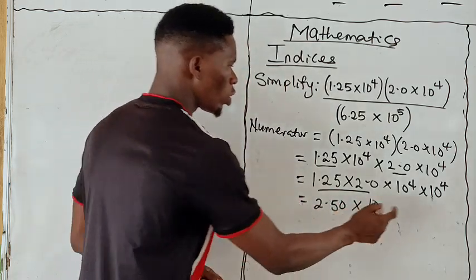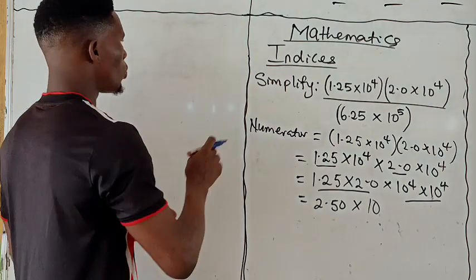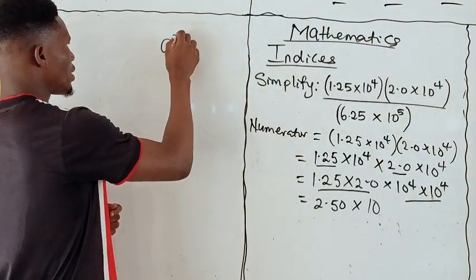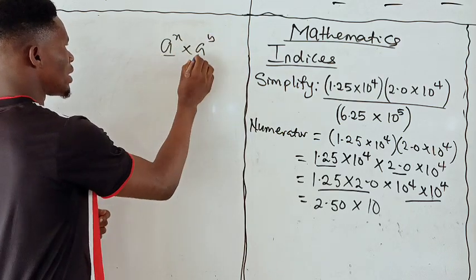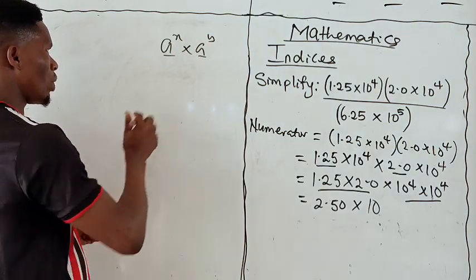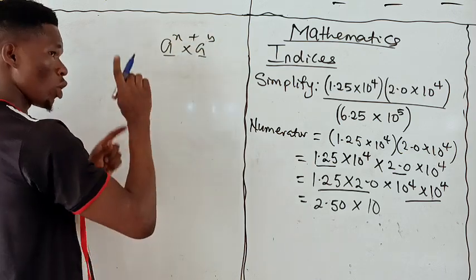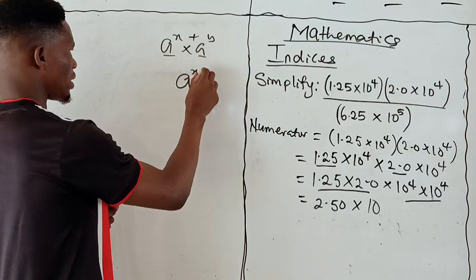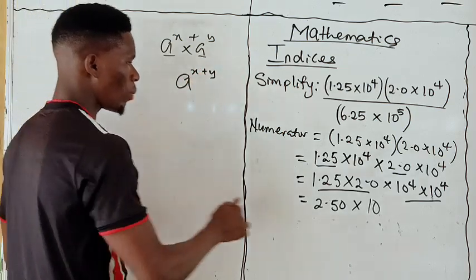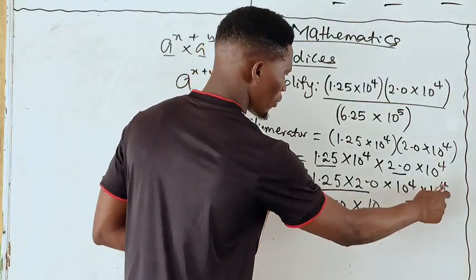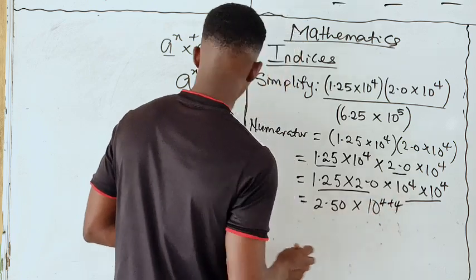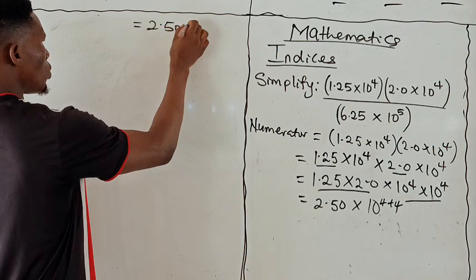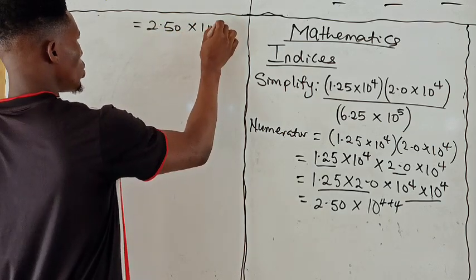Now I'm going to apply the law of indices here. The law of indices that I'm going to apply is that if we have a raised to the power x times a raised to the power y, they are having the same base as you can see. So what we do is that we add their powers to a common base. That means we pick a common base, say a, then we add x and y, right? So the common base here is 10. So we add 4 and 4. That means 4 plus 4. All right. So that is equals to 2.50 times 10 raised to the power of 8.